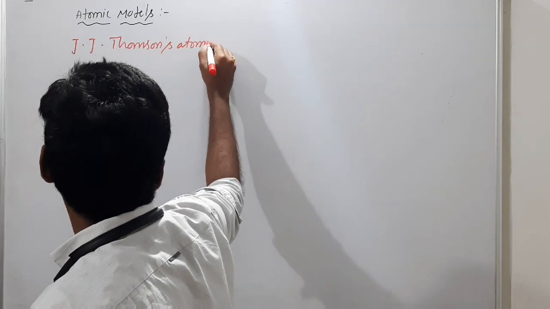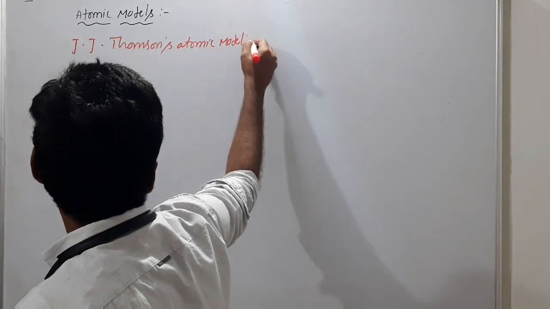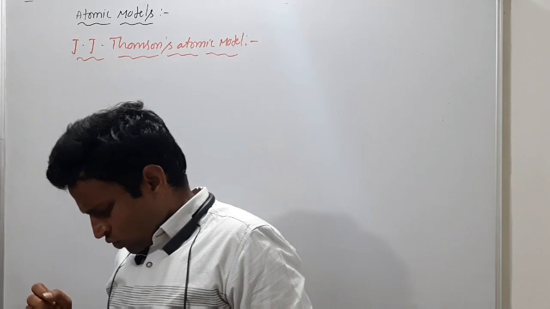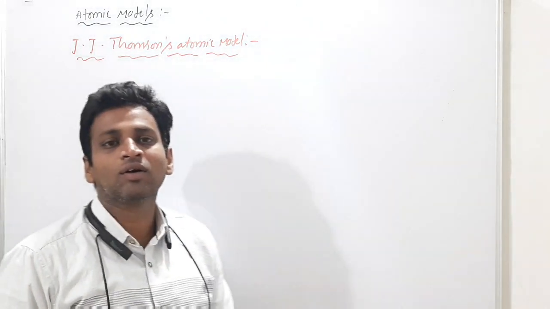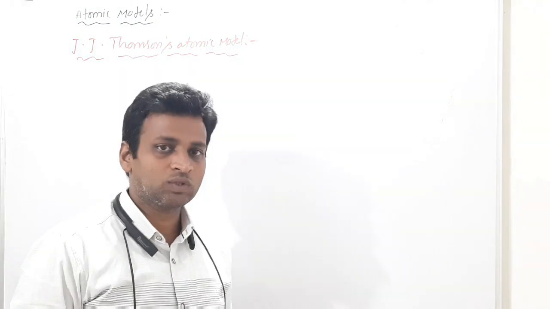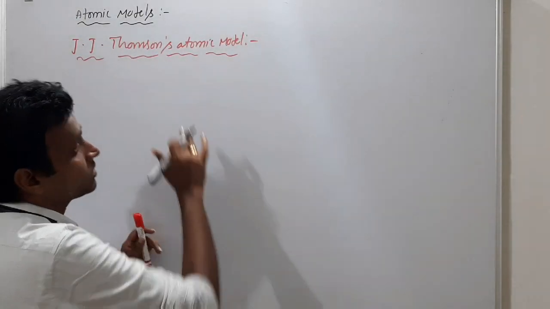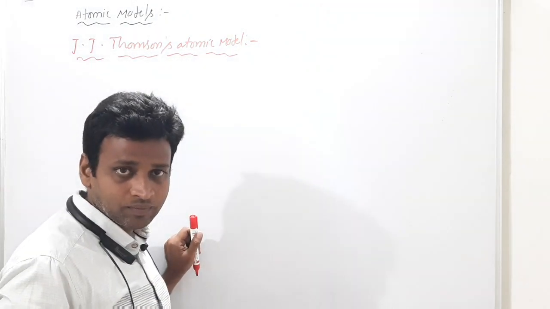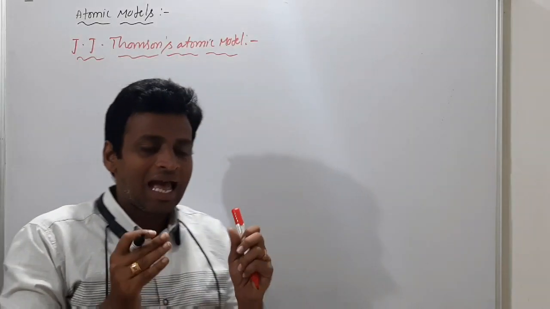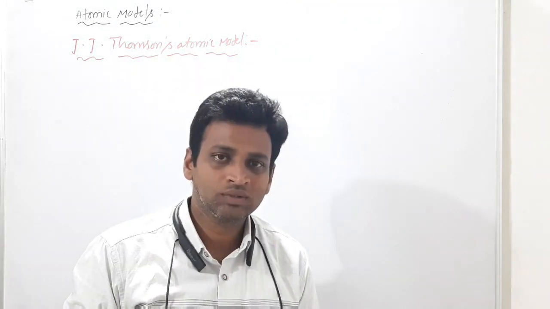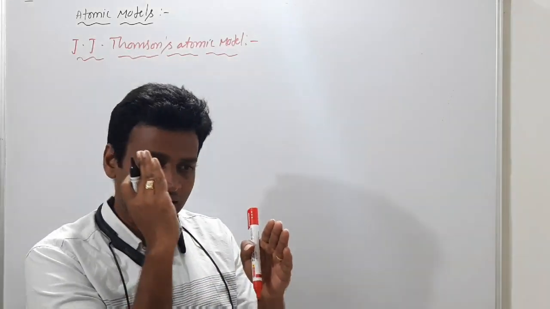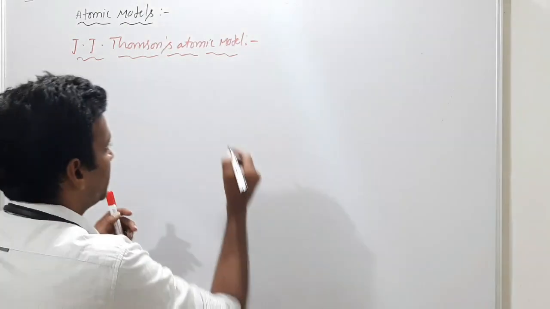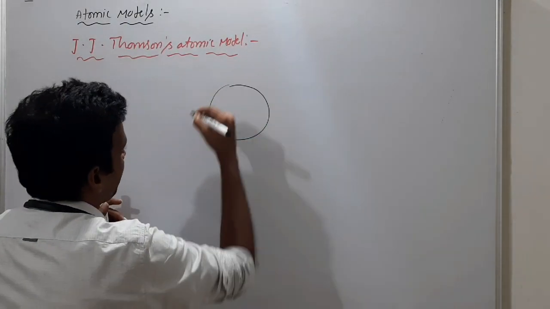J.J. Thomson's atomic model. J.J. Thomson's atomic model first. This is the plum pudding or watermelon model, we can say. He compared atom to a watermelon fruit. Okay, so he said atom is similar to watermelon fruit. Half of the watermelon means you just cut the watermelon into two equal halves. How does it appear? It appears spherical like this.